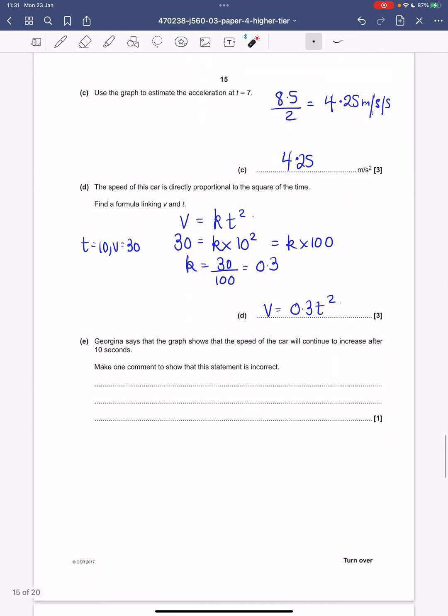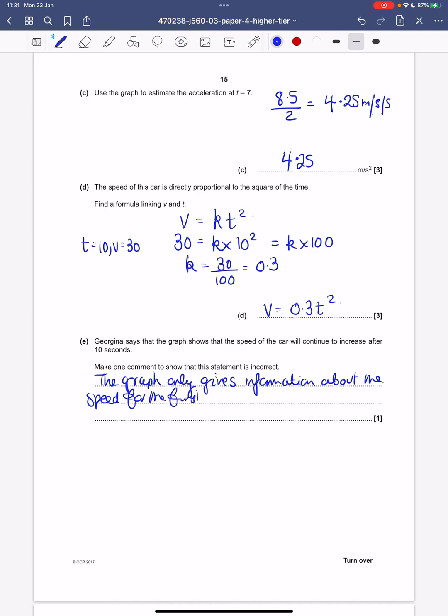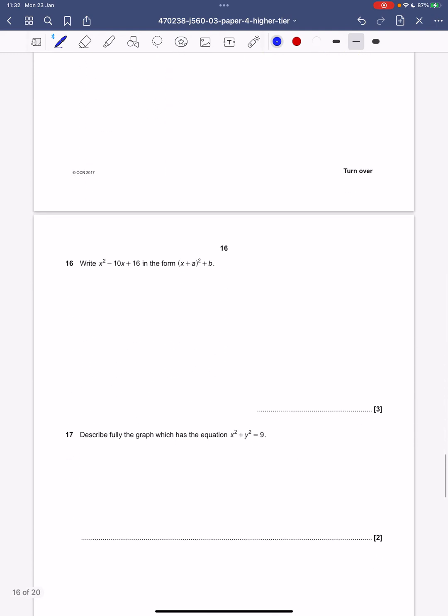So the graph only gives information about the speed for the first 10 seconds. We cannot deduce anything about speeds after 10 seconds. Okay.